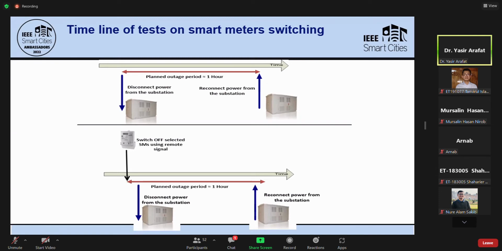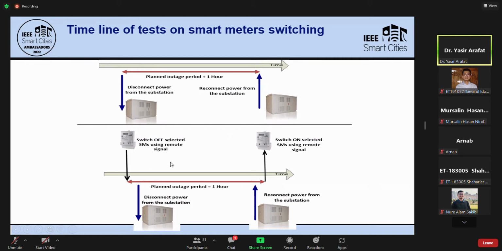But since the meters had already been disconnected, the customers would not get power supply immediately after reconnecting the substation. Because if a meter is disconnected remotely, it should be reconnected also remotely. So it would remain disconnected until a signal has been sent to reconnect the meter again. That's why we had to send a signal to reconnect the smart meters.